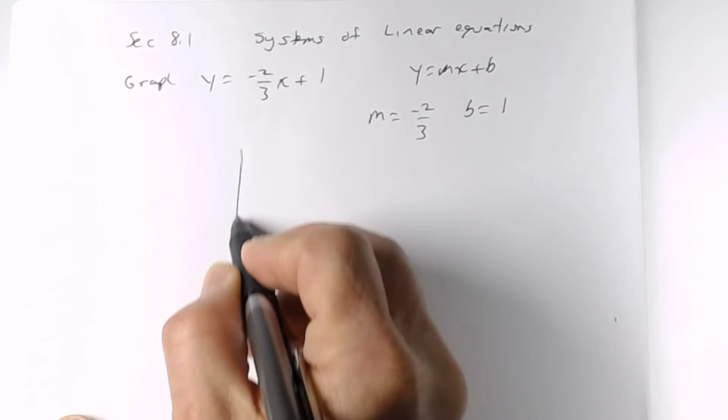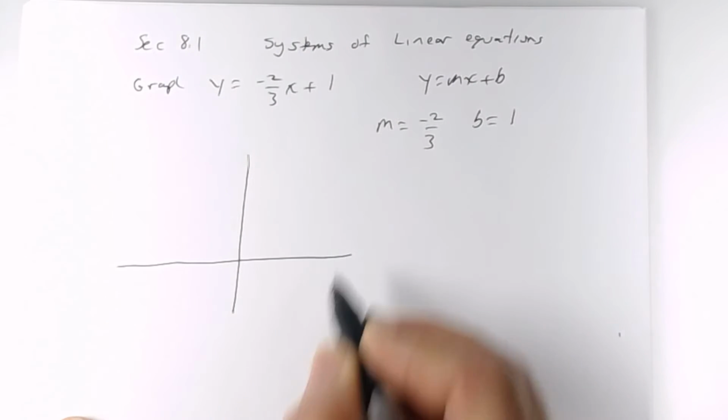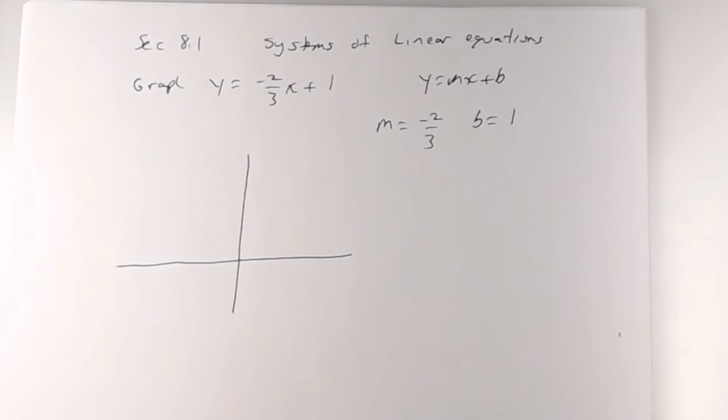So when you graph using slope and intercept, you plot the y-intercept first. So where does the graph cross the y-axis? No, that's your slope. At 1. That's what we said the y-intercept was, right? Y-intercept is b. That's where the graph crosses the y-axis. X-intercept is where the graph crosses the x-axis. Y-intercept is where the graph crosses the y-axis. B is always the y-intercept.